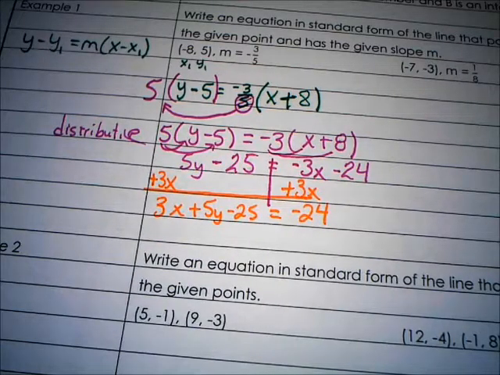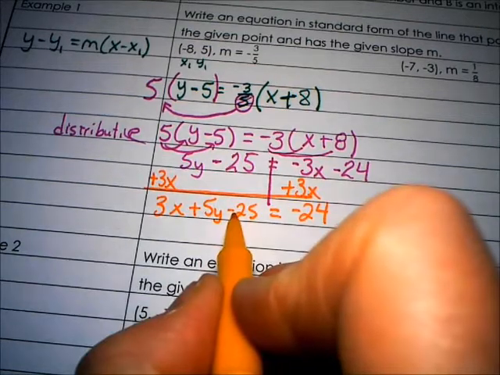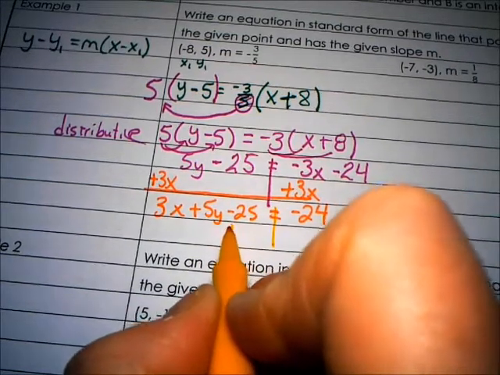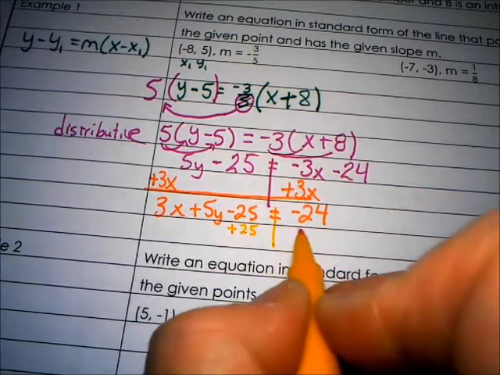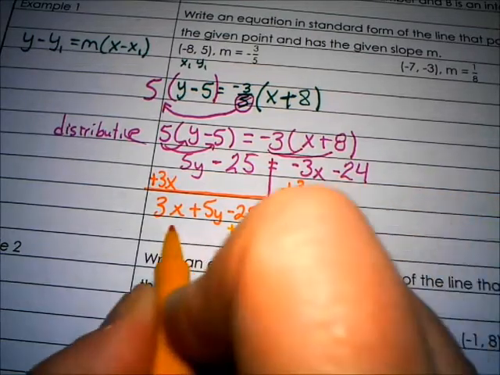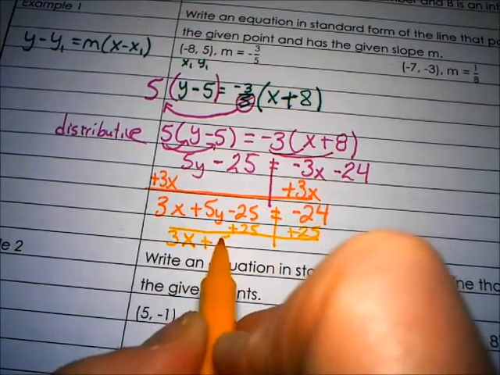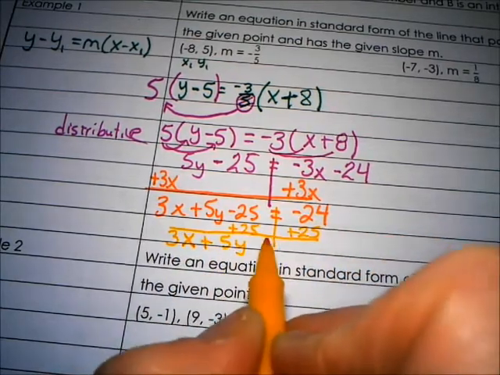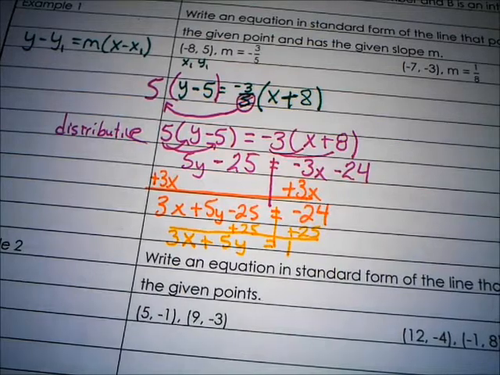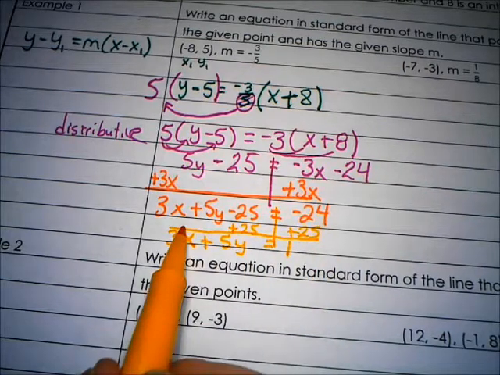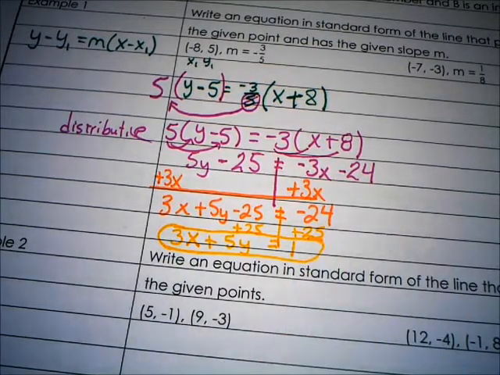My next step will be my final step. I need to move the constant back over to the other side, so I'm going to add 25 and add 25, and I'll get my final answer if I can squeeze it in. 3x plus 5y equals 1. And I had to squeeze it in there.